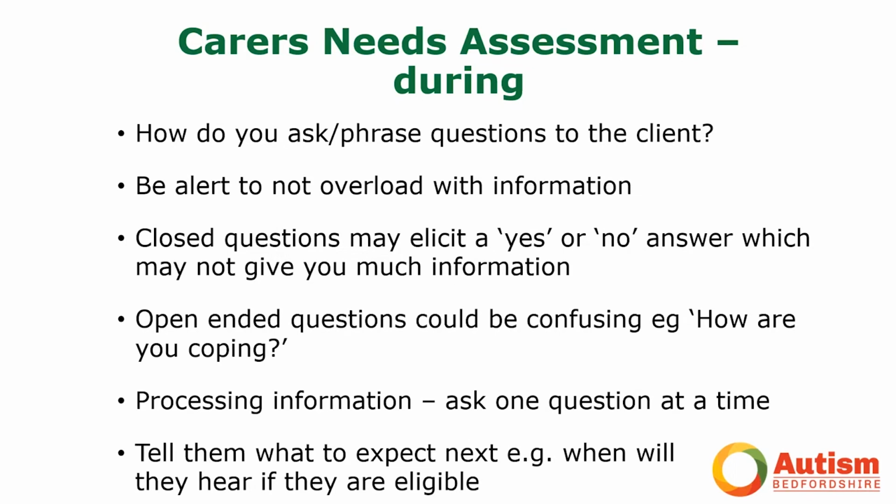And open-ended questions can be confusing. So things like, how are you coping? Doesn't really mean a lot. And when you're talking about emotions, autistic people have difficulty expressing how they're feeling, understanding how they're feeling about emotions, and being able to put that into words.